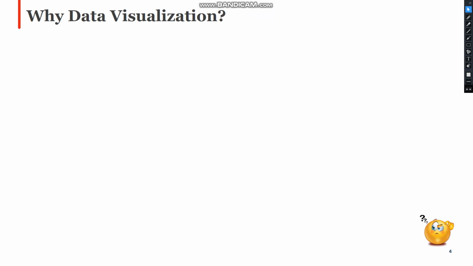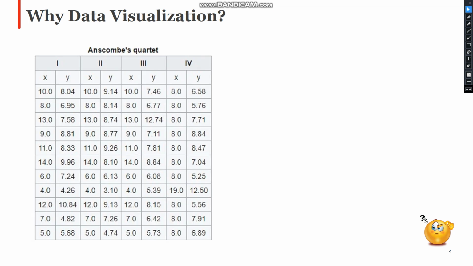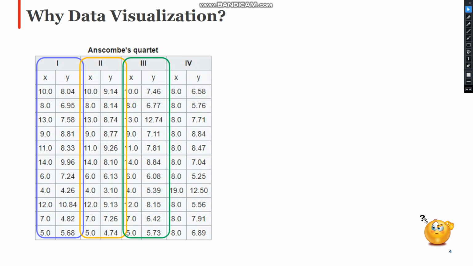Let's have a warm-up exercise for data understanding. Look at the following data. We have 4 sets of data pairs for X and Y. Can you tell the difference for the 4 sets of data here? You may notice some difference, right? But can you characterize them?